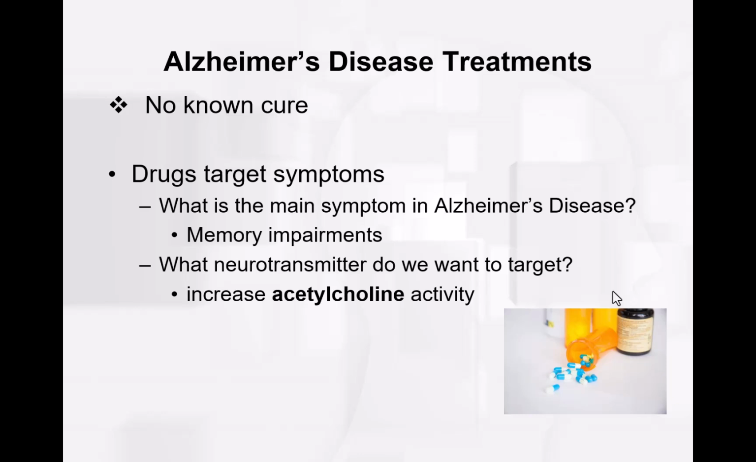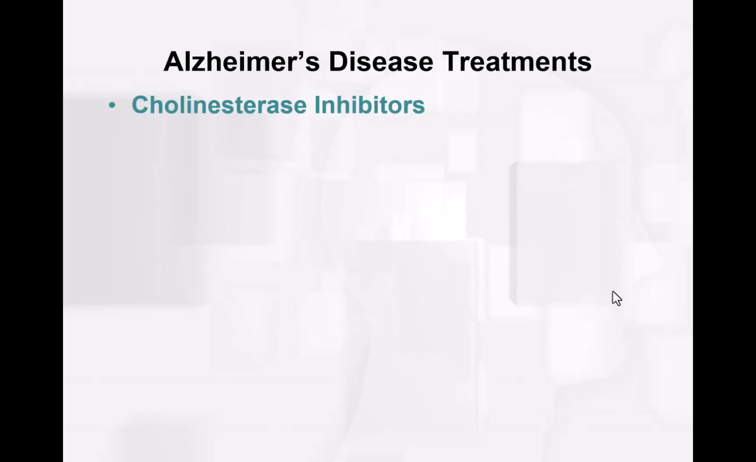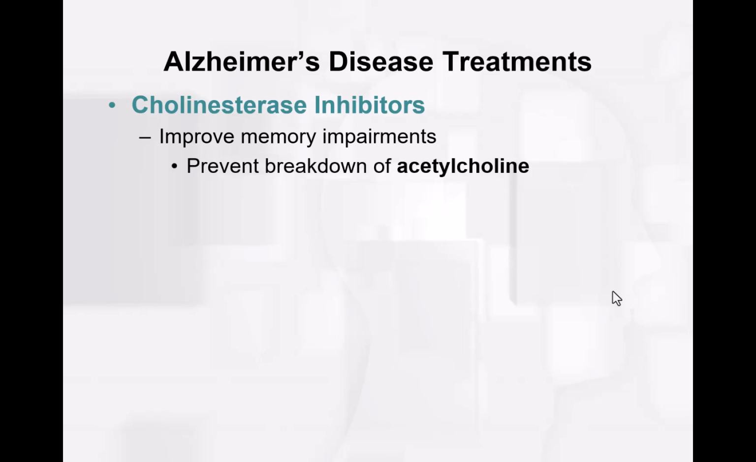And we do that using something called cholinesterase inhibitors. So a cholinesterase inhibitor is going to inhibit the enzyme that breaks down acetylcholine. So again, thinking back to earlier in the semester when we talked about 2 ways that neurotransmitters can be inactivated, there was enzymatic breakdown and reuptake. And I said it was very important to understand those basic processes because we'd be coming back to them a lot towards the end of the semester. So this is one of the times we're going to talk about that enzymatic breakdown. So cholinesterase inhibitors are going to improve memory impairments by preventing the breakdown of acetylcholine.